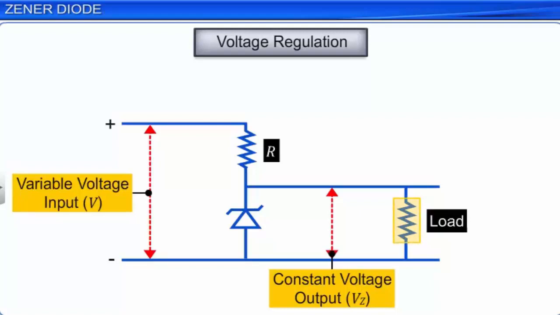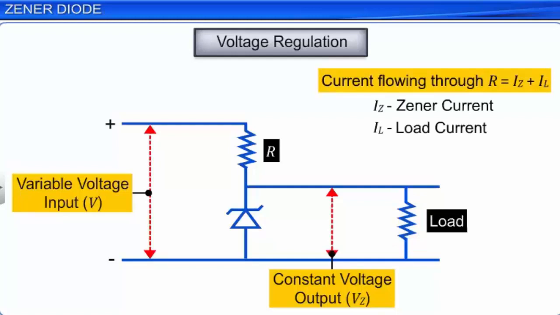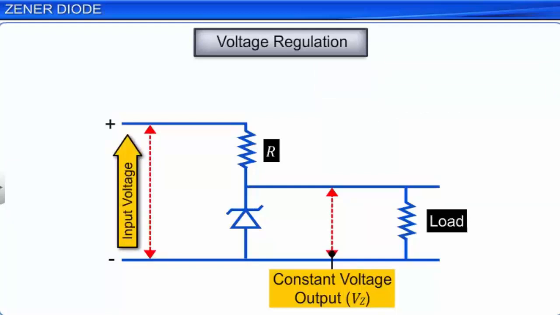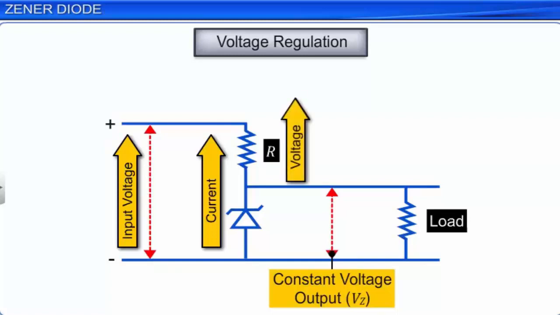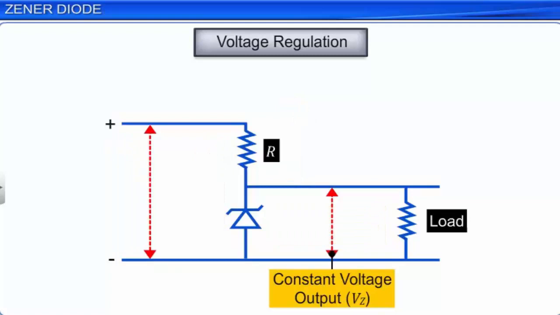If the input voltage in the circuit is increased, the current through R and the ZENER diode increases. This causes an increase in voltage across R without a change in voltage across the ZENER diode. This is due to the fact that beyond the breakdown voltage, the voltage across the ZENER diode remains the same, although the current through it changes.